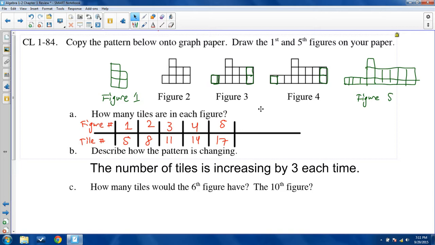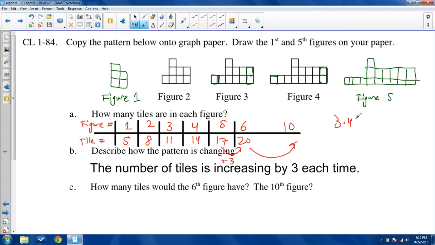Okay, how many tiles would the 6th figure have? The 10th figure? So think about 6. You're going to add another 3, right? So that'll be 20. Now to find 10, I could add 3 four more times. However, think about that. I'm adding 3 four more times, so I'm adding 3 times 4 more. So if I want to jump all the way to 10, I'd have to be adding 12 to this one. I'm going to get 32, right? 7 will have 23, 8 will have 26, 9 will have 29, 10 will have 32.